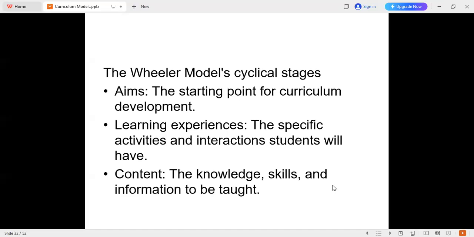Content, not only the subject knowledge, skills and information to be taught. Updated information, updated knowledge. The teacher should not be allowed to reproduce what is in the textbooks. Current information, updated information, latest information should be taught by the teacher.